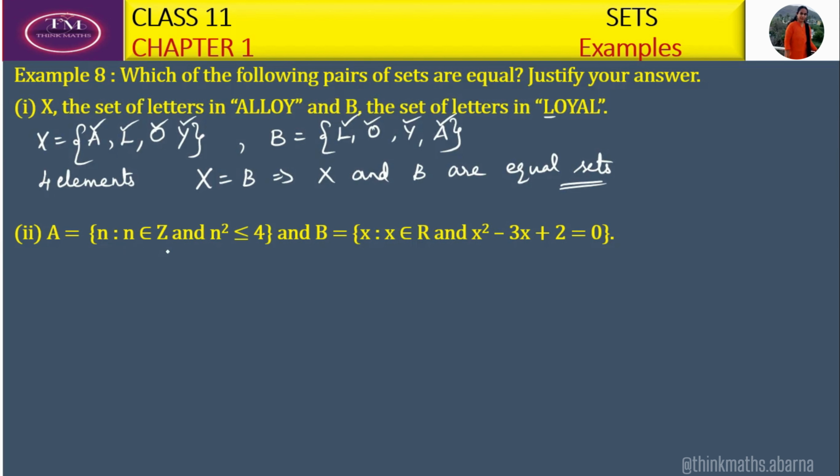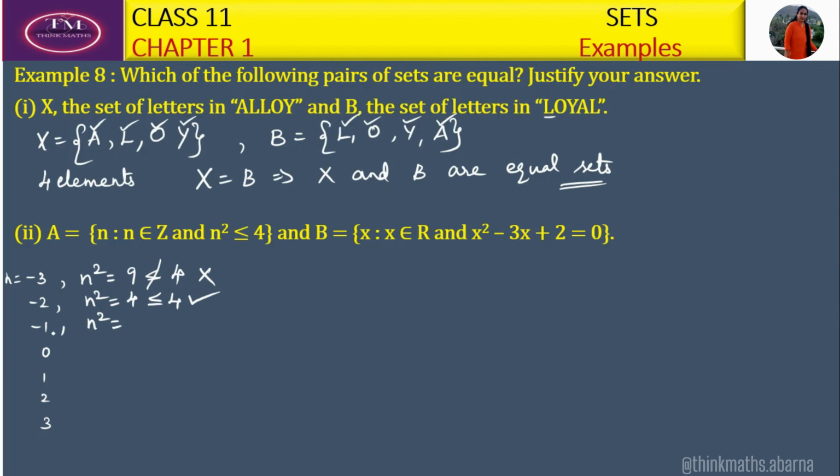So in set A we have integers. So what are the integers? We can take the integers as n equal to minus 3, minus 2, minus 1, 0, 1, 2, 3. Now let us check n square. What is n square? Minus 3 square is 9. Is it less than or equal to 4? No, it is not less than or equal to 4. So n equal to minus 3 doesn't come under A. Now n equal to minus 2. What is n square? Minus 2 square. Minus square is positive, so 2 square is 4. Yes, it is less than or equal to 4. So it satisfies this condition.